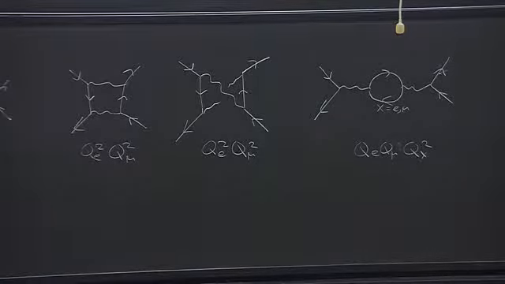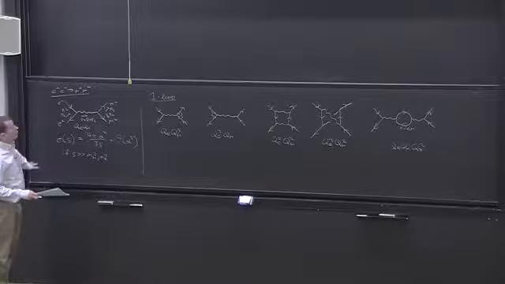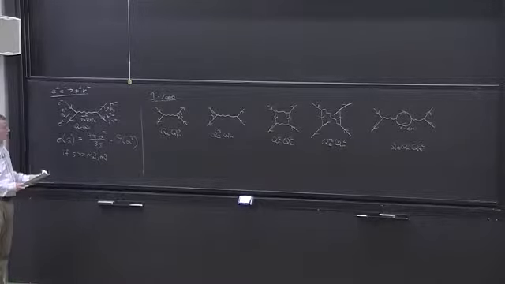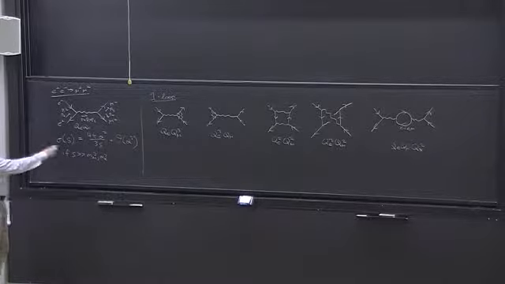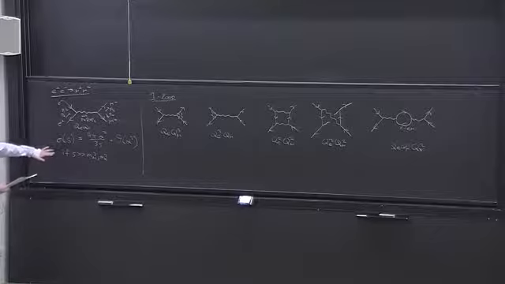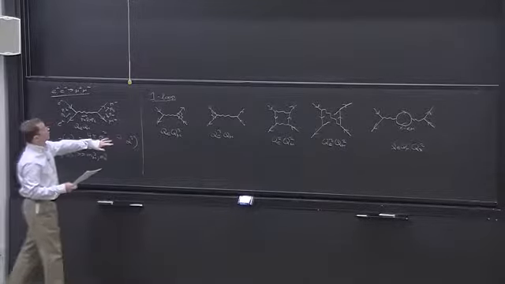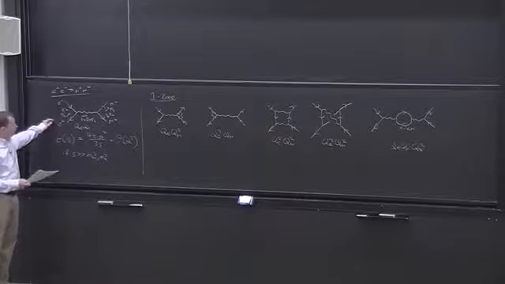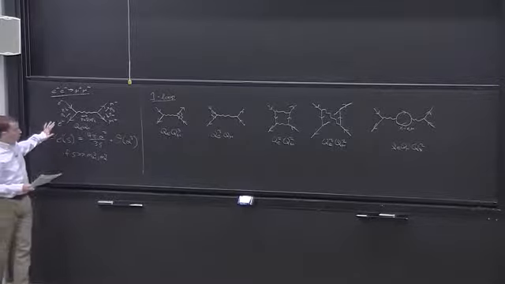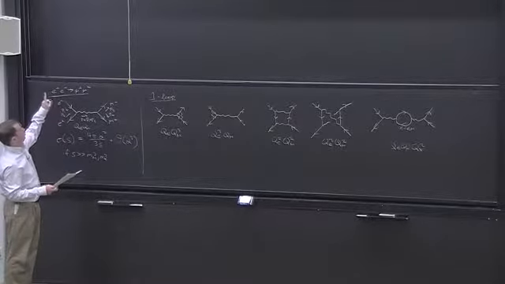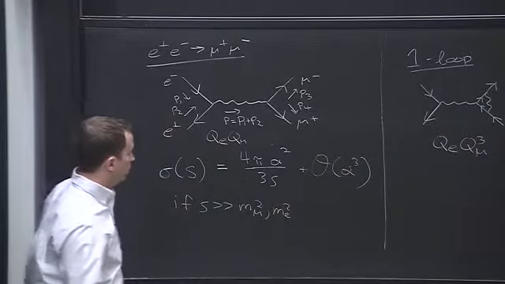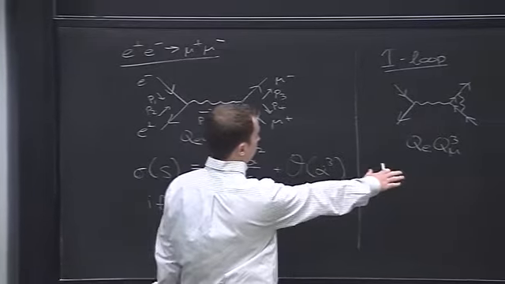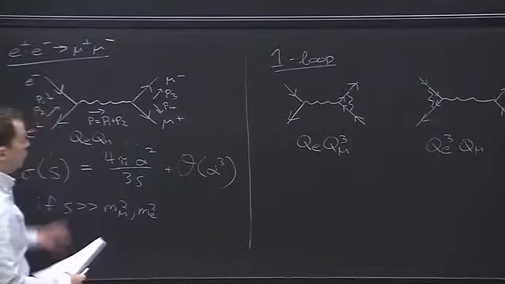I claimed the IR divergences will cancel between the one-loop corrections here to this electron positron to muon anti-muon diagram. It will cancel with the IR divergences in that other process at tree level. That other process is order alpha cubed. So we expect that the cancellation should occur in the cross terms.